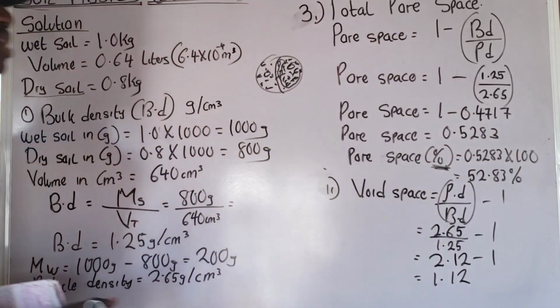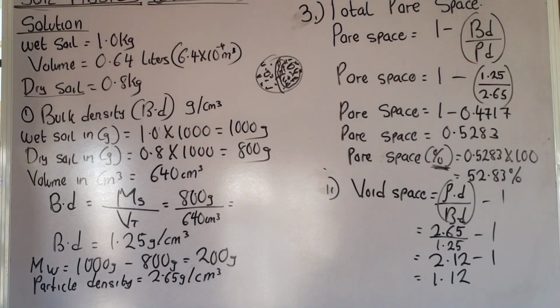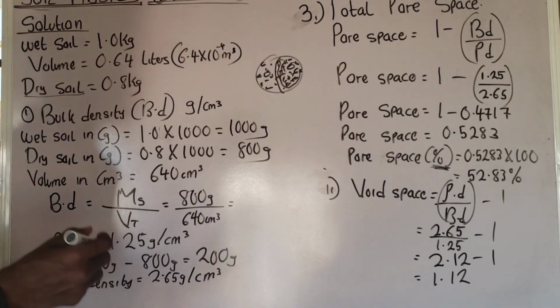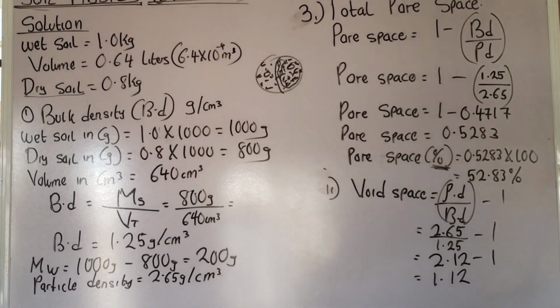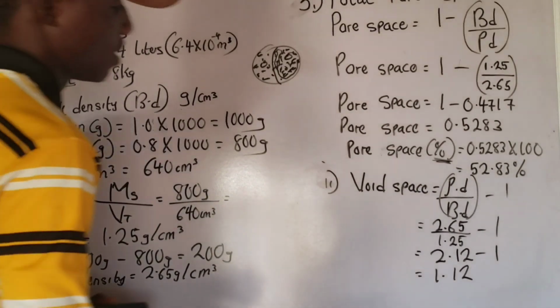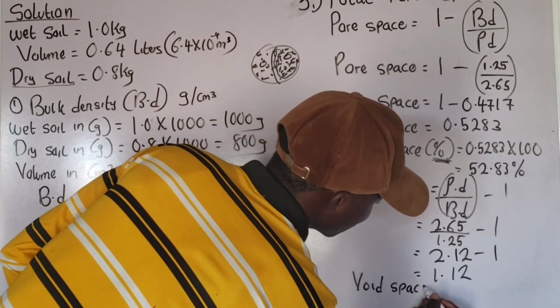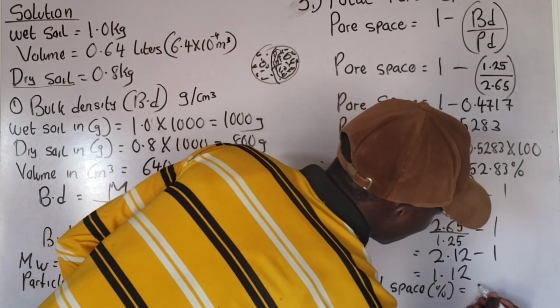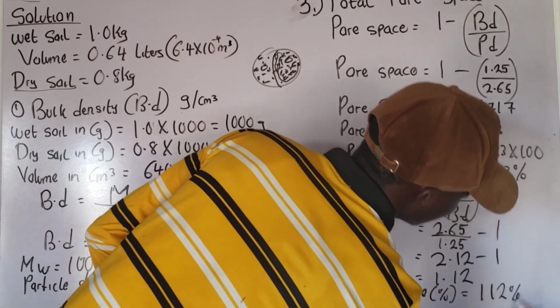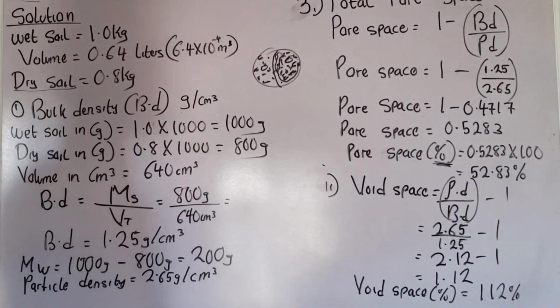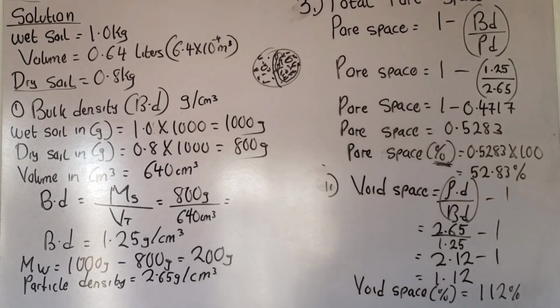That will give me 1.12. You understand? You can change it to percentage by multiplying it by 100. Do you understand what I did? That means the void space in percentage equals 112%. If you multiply 1.12 by 100, you're going to get 112. Okay, so that is the void space. Now we've determined the total pore space and the void space.